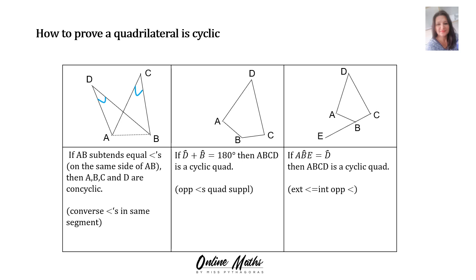The second one is if you can prove that D plus B is equal to 180 degrees. In other words, if you can show that they are supplementary, then ABCD is a cyclic quad. And your reason, opposite angles of a quad are supplementary. And then in the last one, if angle ABE, the exterior angle, is equal to D, then ABCD is a cyclic quad. Exterior angle equals interior opposite angle, then it's a cyclic quad.